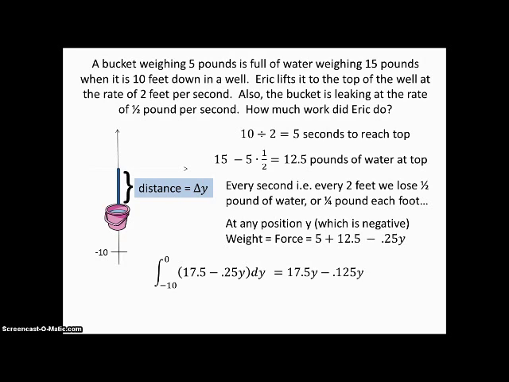And so this is the easy part. Calculus is the easy part. Figuring out how to set it up takes a little bit of thought. So here's my antiderivative, evaluated from negative 10 to 0, and I get 375 over 2 foot-pounds of work that Eric did. Okay, so there's the leaky bucket, and again, the work is we're just working against gravity. We're just lifting, but in this case, what we're lifting is varying.